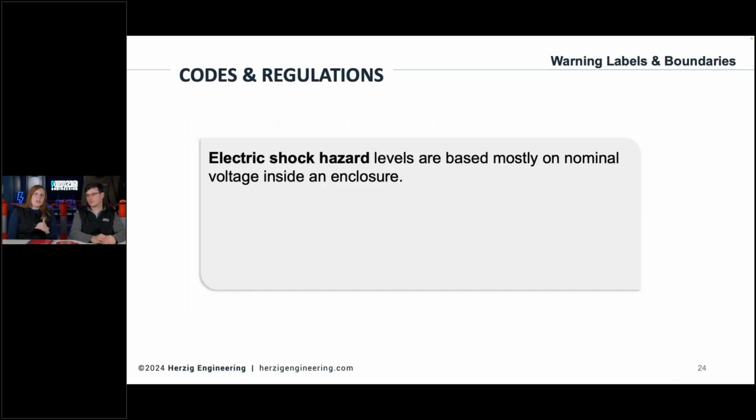Thankfully, the electric shock hazards are pretty straightforward. They're based on nominal voltage. What you're doing can change your level of risk, but once you know the highest voltage within the enclosure, you'll know what the boundaries are and what to wear within those boundaries. You just have to look at tables and look in the references.